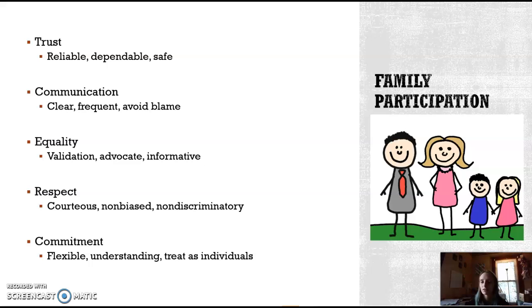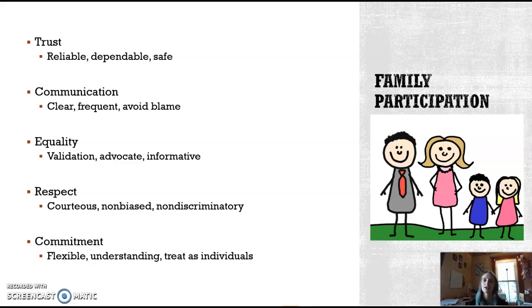Just treat your students as human beings. Remember that they are young and they are learning and they might make mistakes, and you need to be there to help teach them the correct ways to do things, and not base any feelings towards them on their race or ethnicity or gender or any of that stuff. Just be respectful. And last but not least is be committed.